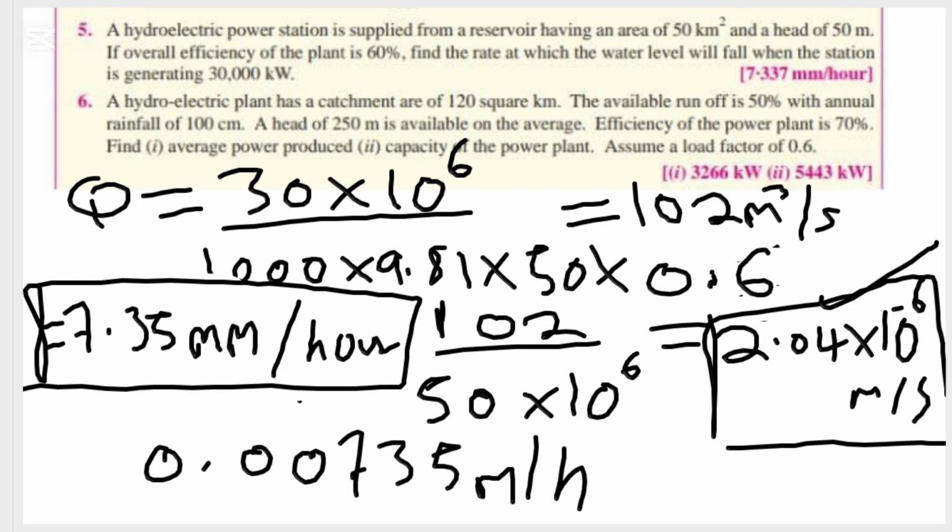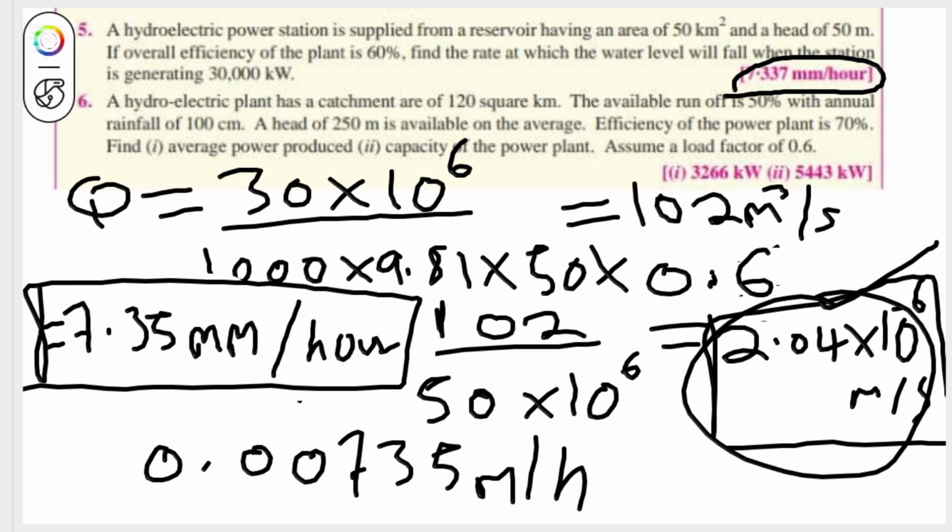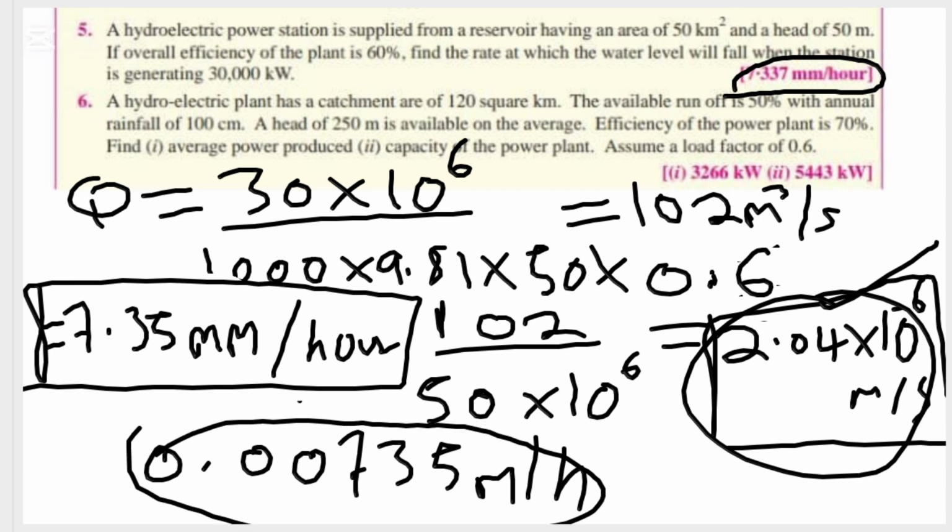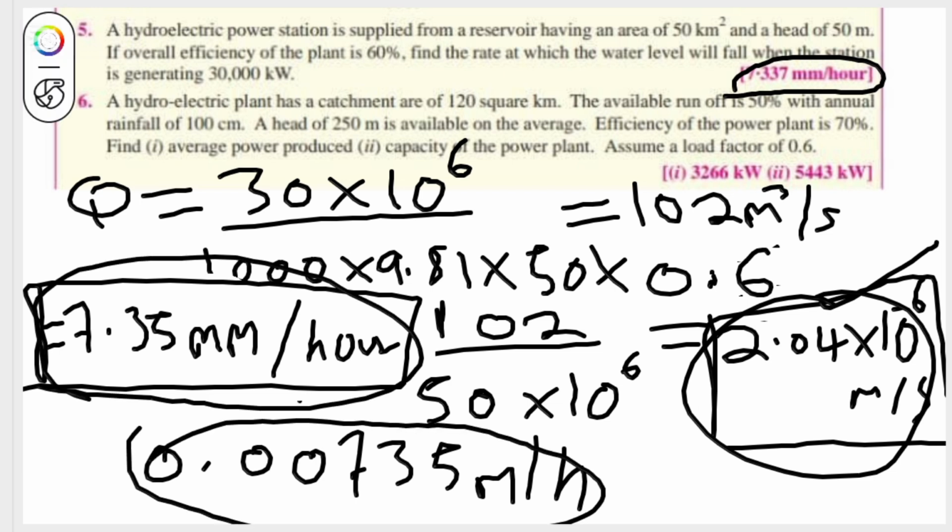So this is the final solution, and I also find 7.337 millimeters per hour. So it is all the same thing. Hope you all know how to convert this meter per second to meters per hour, and also convert this meter per hour to millimeters per hour. So let's move to number 6.